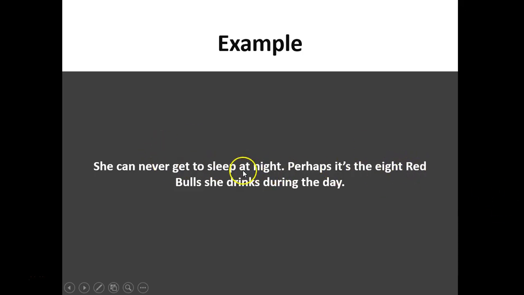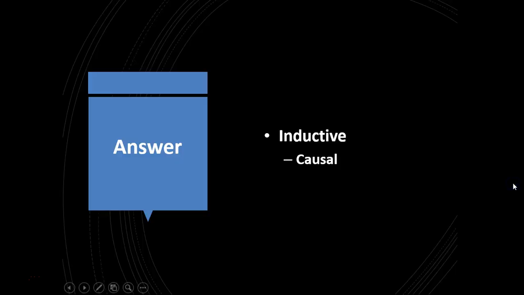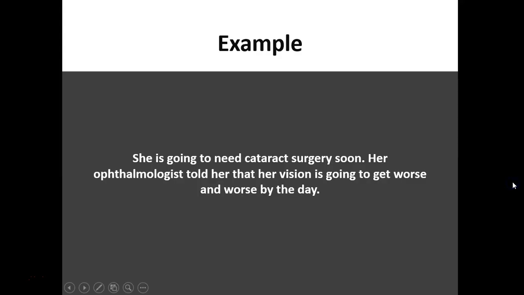She can never get to sleep at night. Perhaps it's the 8 Red Bulls she drinks during the day. This is the conclusion: she can never get to sleep at night. Well, why? Because she drinks 8 Red Bulls during the day. So what could be causing this circumstance? That's inductive and causal.